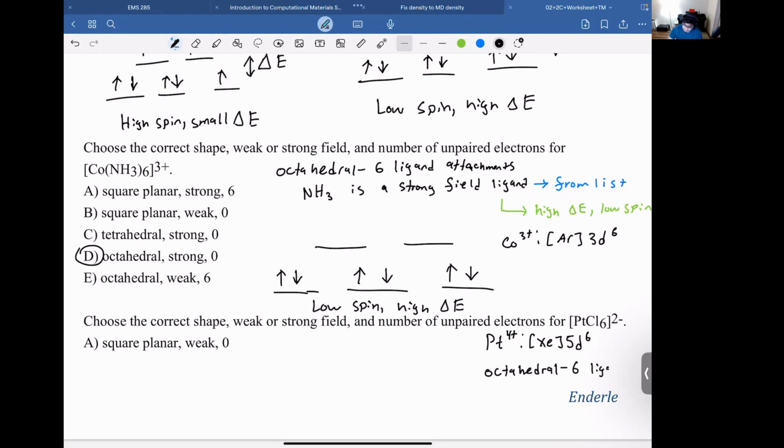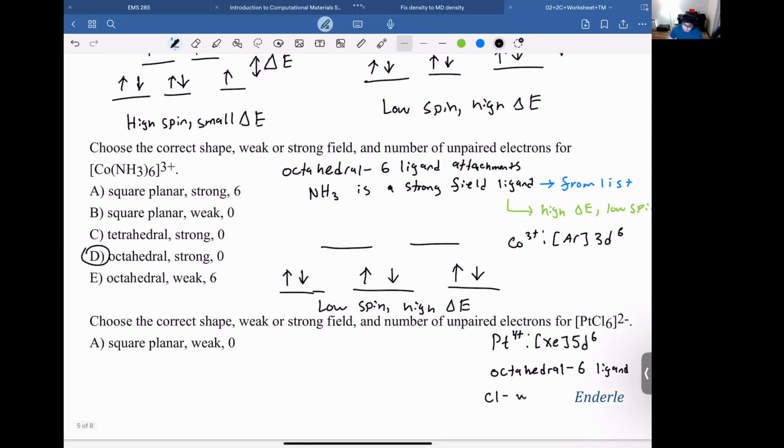We have 6 ligands, so this is octahedral. We look at the list and we can see that Cl is a weak field ligand. Again, this list should be available to you. You should have it, or it's in Dr. Enderle's reader.